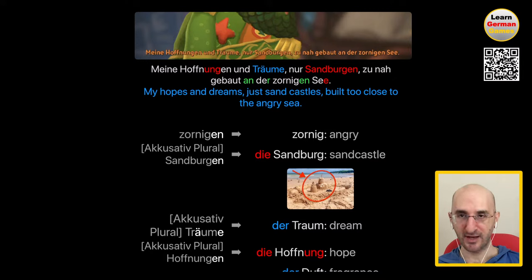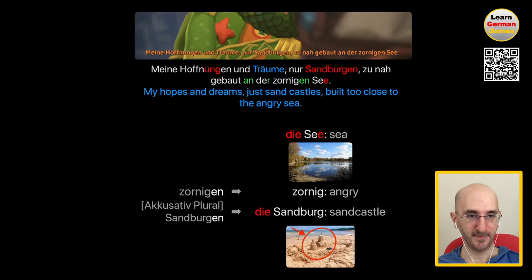And in this case, we have die See, which is the sea. Yeah. Be careful with that word, because der See, if it's masculine, becomes lake. And the way you remember it is that think of a lake as a lot of seas combined. And whenever you have a lot of something, it's plural. And in the plural, you use die. Yeah, and this is why die See. Think of it as a lot of lakes in one. And this is why it becomes sea. And that should help you remember which is which. So my hopes and dreams, just sand castles built too close to the angry sea.